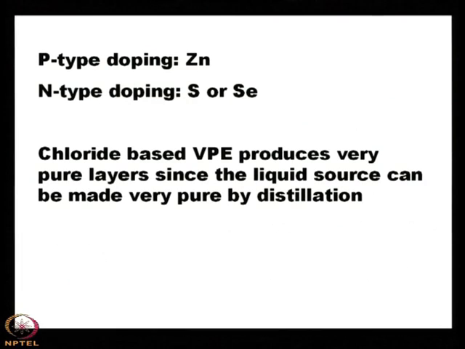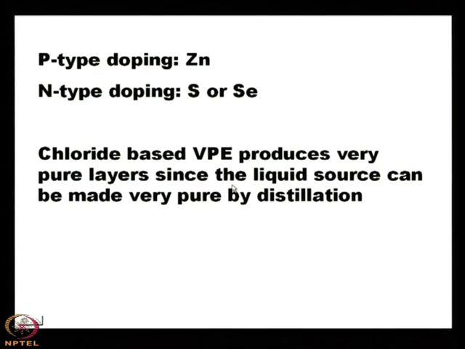So, this is the halide type of growth, and for p type doping you see that zinc is used, that we have discussed many times, and for n type doping sulfur or selenium in the form of H2S or H2Se, hydrogen sulfide and hydrogen selenide, are used. One important aspect of this chloride based VPE is that it produces very pure layers, since the liquid source can be made very pure by distillation. That is the important aspect.